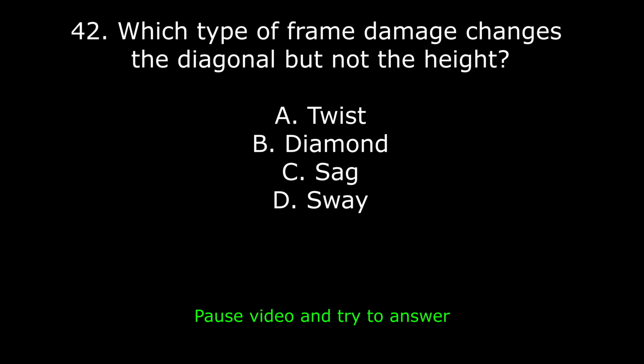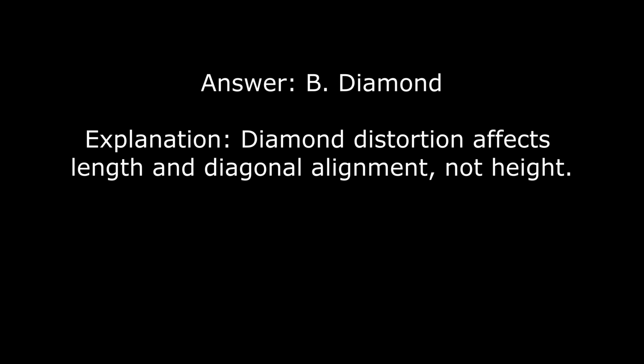42. Which type of frame damage changes the diagonal but not the height? A. Twist. B. Diamond. C. Sag. D. Sway. Answer: B. Diamond. Explanation: diamond distortion affects length and diagonal alignment, not height.